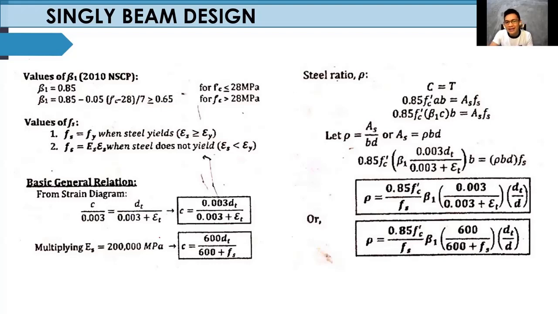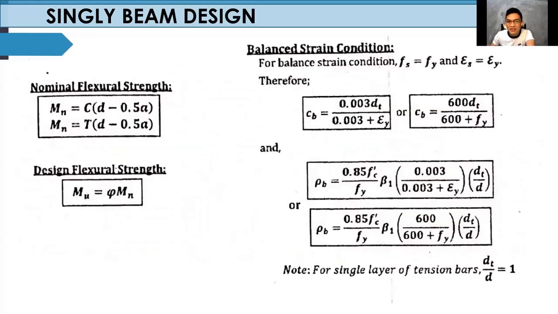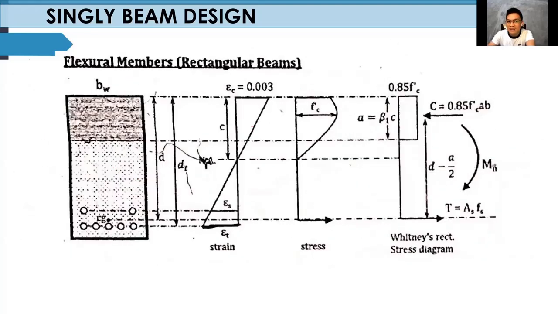Okay, so basic general relationship natin from the strain diagram. So, I hope that you will watch another video for this one. Na-explain doon on how to derive this one. Di ba? So, tingnan na natin. C over 0.003. This is coming from our tawag dyan, yung similar triangle. Ayan. So as you can see here, sa ating figure, we have two triangles. Diba? So as you can see, same yung ating angle dito, same yung angle dito. So therefore, we can use similar triangle na concept. Meaning na similar triangle is 0.003 divided by C is equivalent to our, ayan, DT.